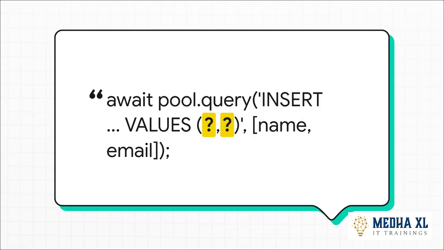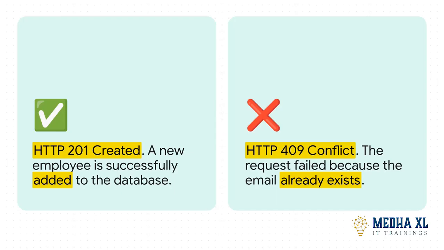To stop a really nasty attack called SQL injection, we never, ever put our variables directly into the query string. Instead, see those question marks? They are your best friends. They're just placeholders. The database driver then safely combines the query and our data, which we pass along in a separate array. You know, this is what separates a good API from a great one: how it handles things when they go right and when they go wrong.